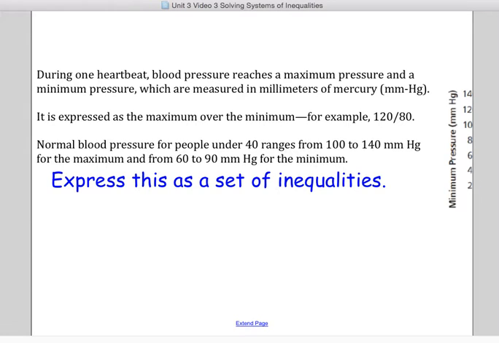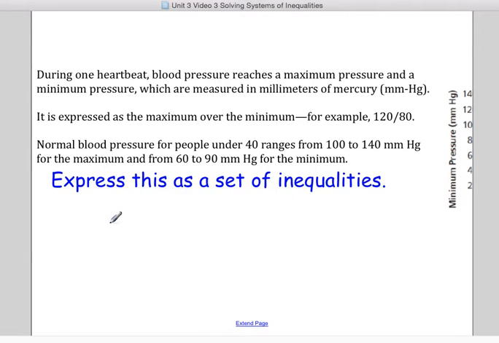During one heartbeat, blood pressure reaches a maximum pressure and a minimum pressure, which are measured in millimeters of mercury. It is expressed as a maximum over the minimum, for example, 120 over 80. Normal blood pressure for people under 40 ranges from 100 to 140 for the maximum and from 60 to 90 for the minimum. It says express this as a set of inequalities.